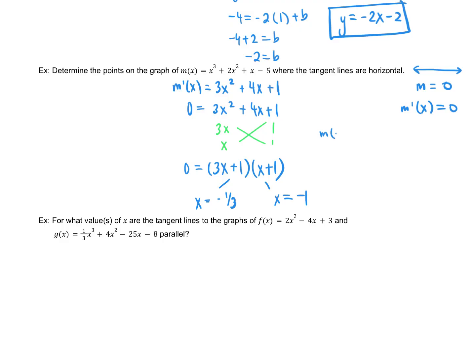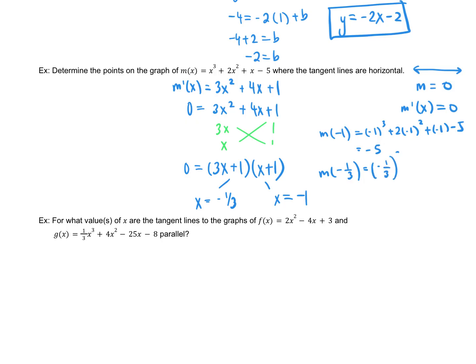Let's find m at negative 1. Because I'm actually finding a point on the function, I'm going to use m(x), not its derivative. So negative 1 cubed plus 2 times negative 1 squared plus negative 1 minus 5. We could punch that into our calculators or do mental math and get negative 5. Now m at negative 1/3.